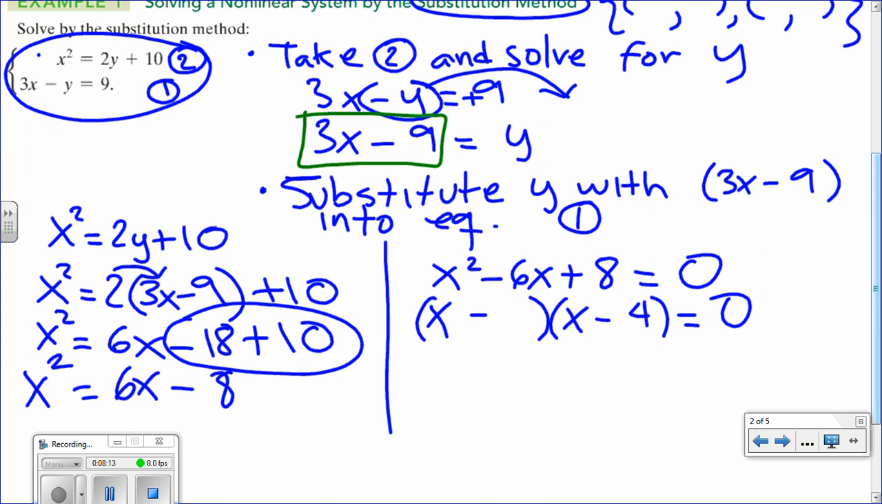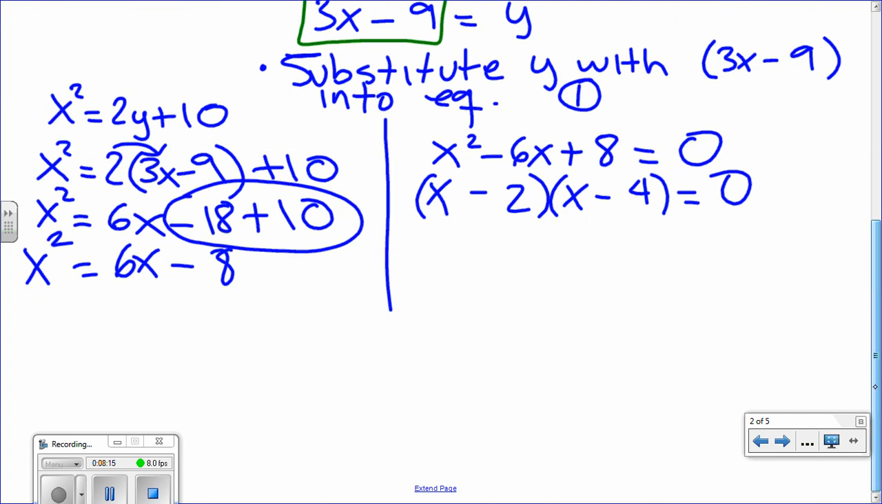Minus 4, minus 2. And so we know quickly, from the zero factor property, you take each factor, and at this point you should be very comfortable doing this, right? x equals 2 and x equals 4. Yes? Are we okay with that?